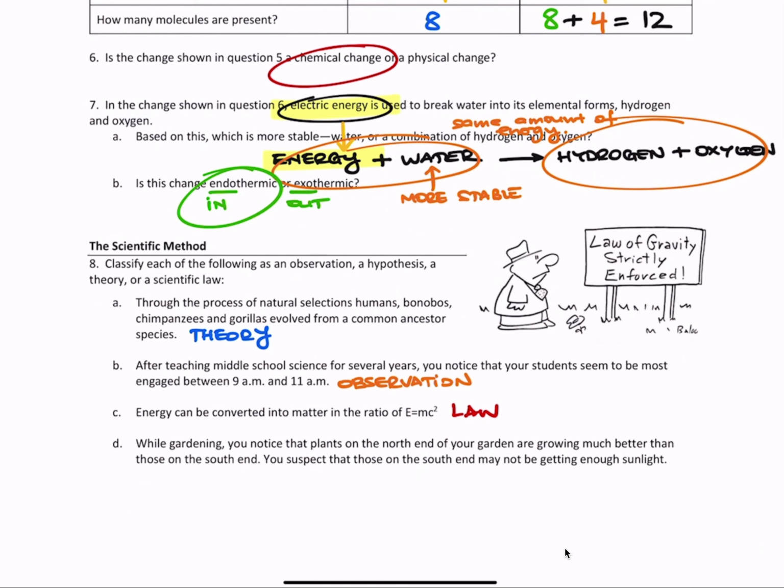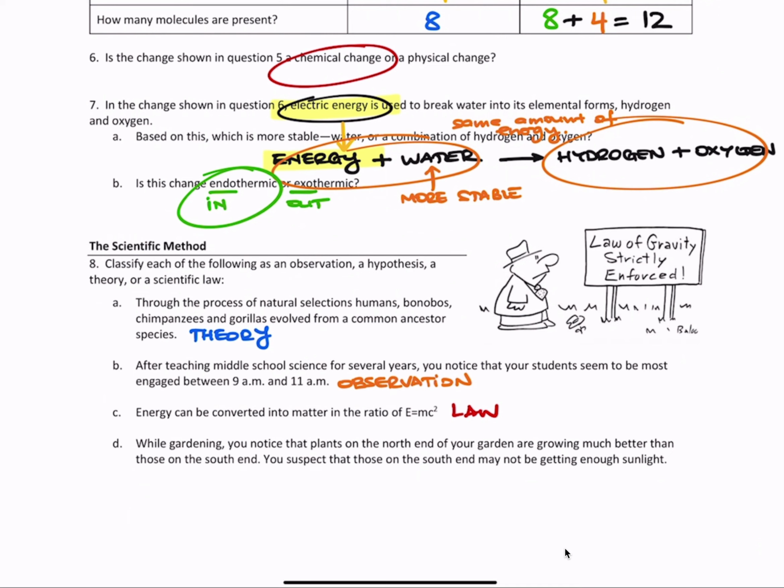D, while gardening, you notice that plants on the north end of your garden are growing much better than those on the south end. You suspect that those on the south end may not be getting enough sunlight. Well, you observed something, okay? Your observation comes from the fact that you have noticed that the plants on the north end of your garden are growing way better, okay, than the ones on the south end. And now you're trying to explain.